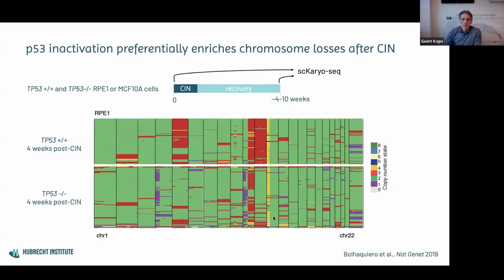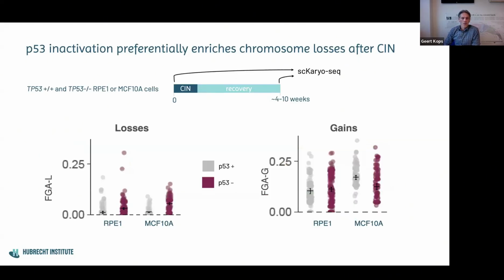You can already see that the p53 mutant samples have more losses than the p53 proficient samples. And if we quantify this for the different cell types, here on the right-hand side, you have the gains that we can see in the RPE1 cells or the MCF10A cells, p53 mutant versus wild type. You see that there's no real difference, or there's even a drop from the p53 deficient to the proficient, and the losses are clearly now more enriched. Every dot here is a single cell. So it really does suggest that p53 inactivation preferentially enriches for chromosome losses after chromosomal instability.